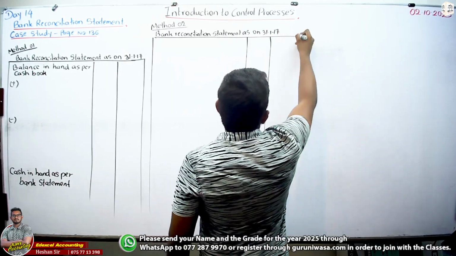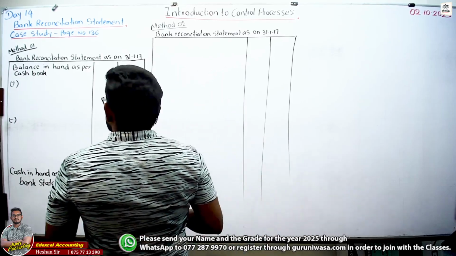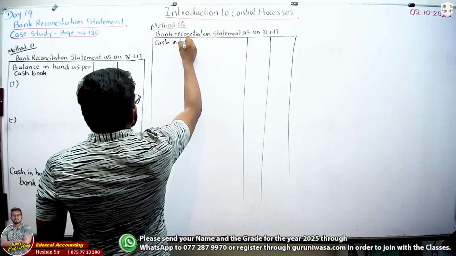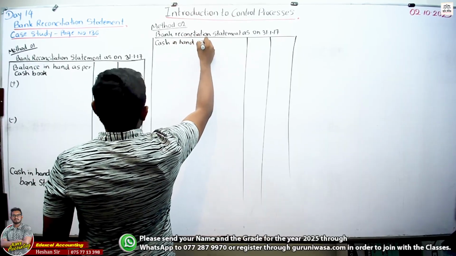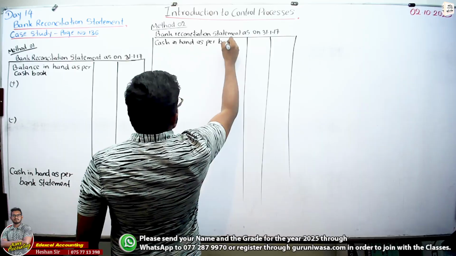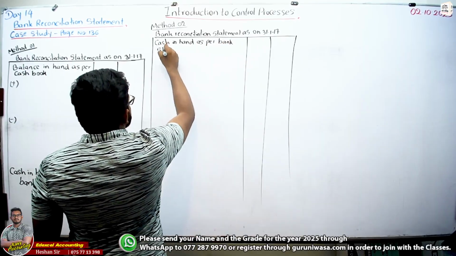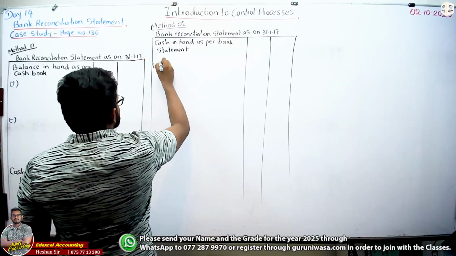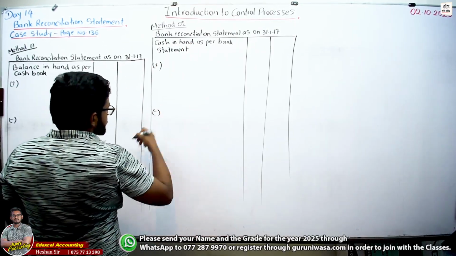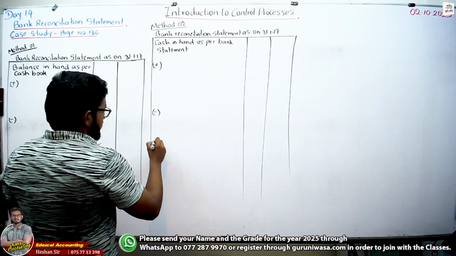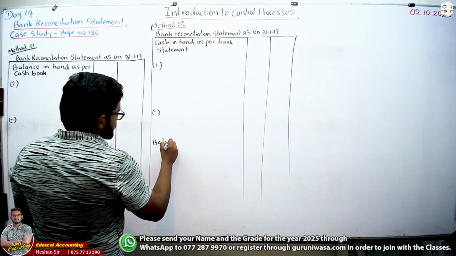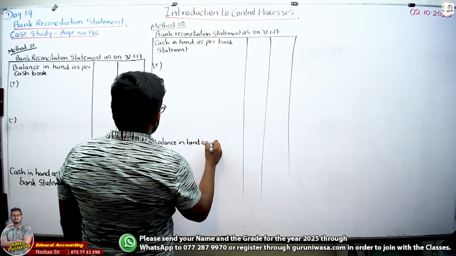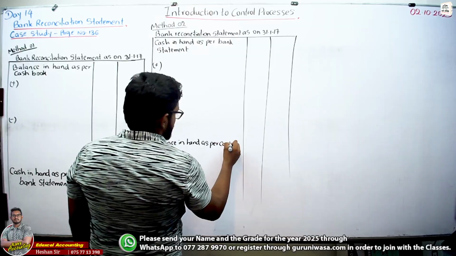I'm going to use another method. In this method, I'm going to put cash in hand as per bank statement, plus something, minus something. Then balance in hand as per cash book.